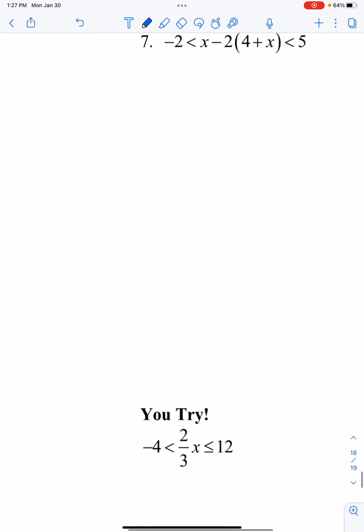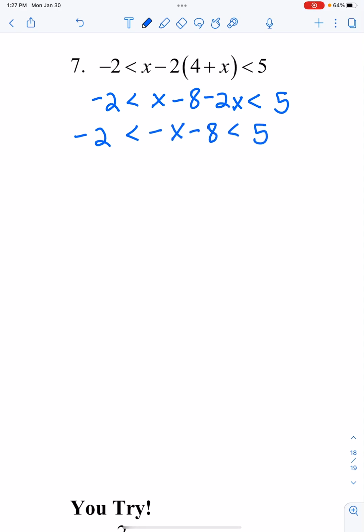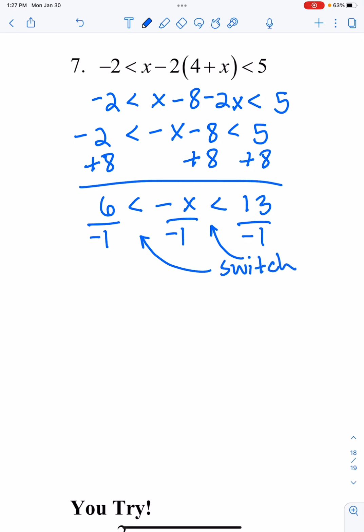Problem 7, we would start by distributing. So negative 2 is less than x minus 2 times, we're supposed to be distributing, so let's do that. We get minus 8 minus 2x is less than 5. We're going to combine like terms, so negative 2 is less than negative x minus 8 is less than 5. We're going to add 8 to the middle and both ends. 6 is less than negative x is less than 13. We're dividing across by negative 1. That again makes our inequalities switch direction, so we get negative 6 is greater than x is greater than negative 13.